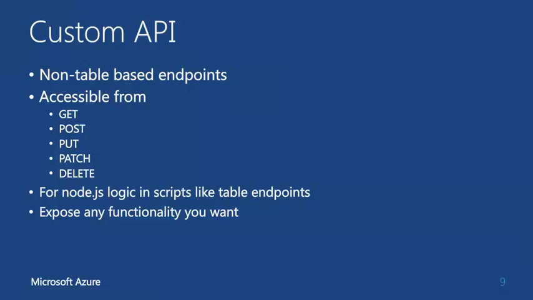So first, it's not table-based endpoints. We already talked about this. It can be accessible from GET, POST, PUT, PATCH, and DELETE requests. For Node.js logic, it's scripts like table endpoints. So basically, the idea of creating table endpoints for create, read, and so on operations is always the same as for creating this custom API. Of course, there are some differences, but basically, you can say that for 90% they are the same. And as we said, you can expose any functionality you want using this custom API.